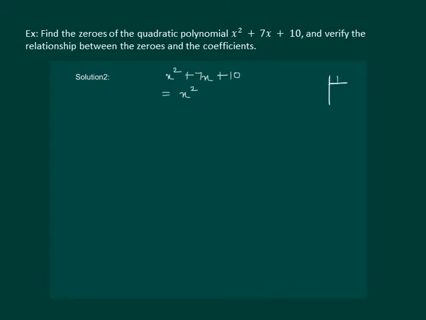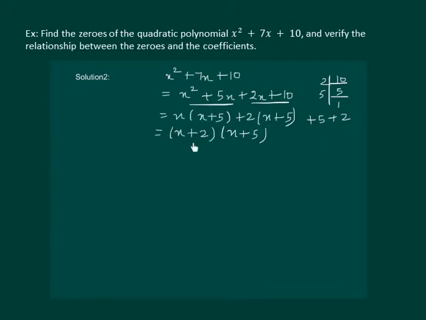Factors of 10 are 2 and 5, which can be arranged as 5 plus 2, since we need plus 7 in the center. So this can be written as plus 5x plus 2x plus 10, and solving further we get x plus 2 and x plus 5 as the two factors of this polynomial.